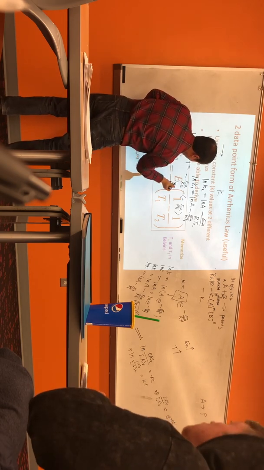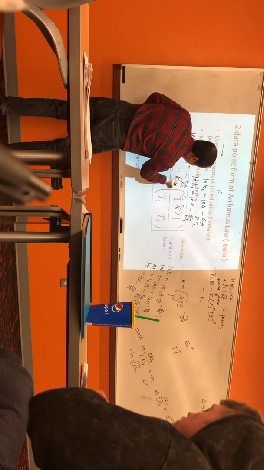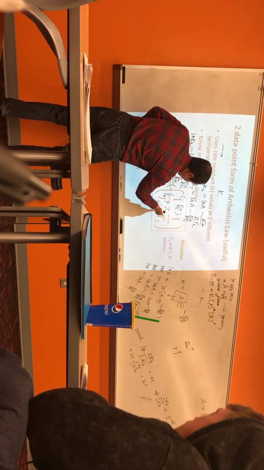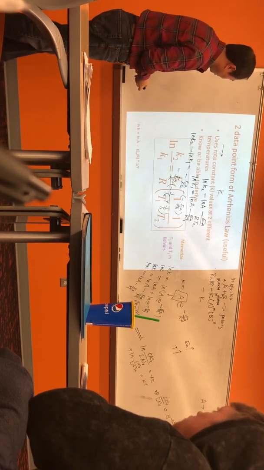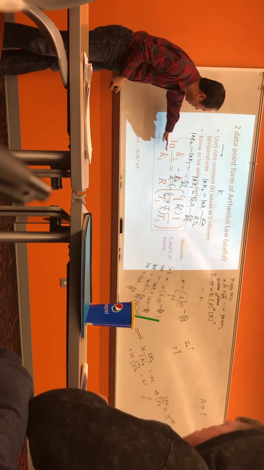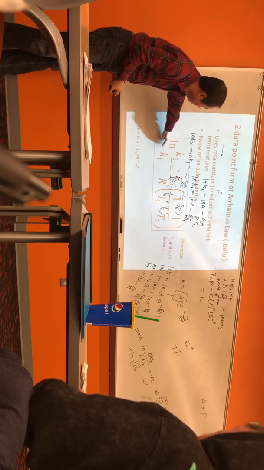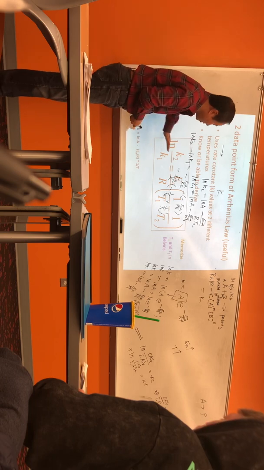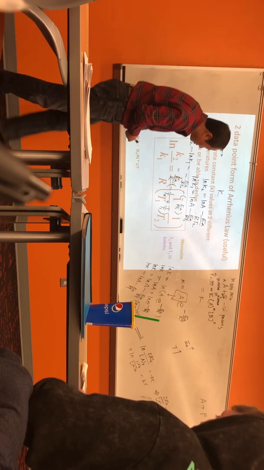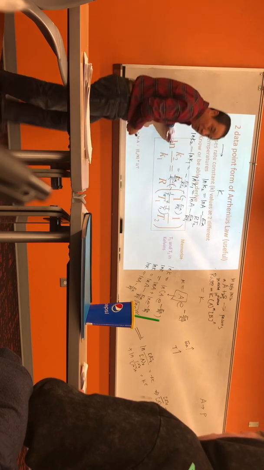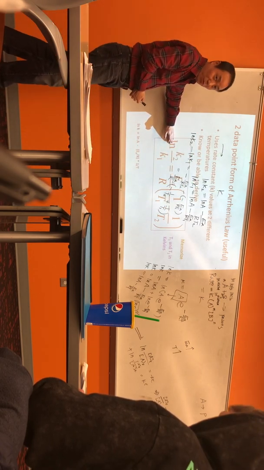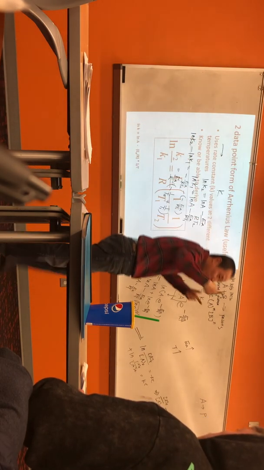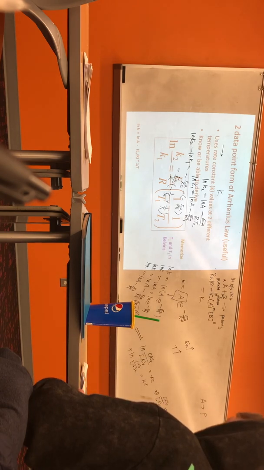Let me write it one more time: Ea over R times negative 1 over T2 plus 1 over T1. So then you end up having this final formula. You can derive this final result from the Arrhenius equation through the logarithm expression to here, or you memorize it. But I encourage you to derive it, because if you memorize too many formulas, your brain gets overloaded.